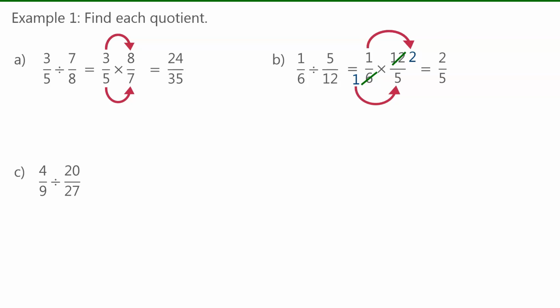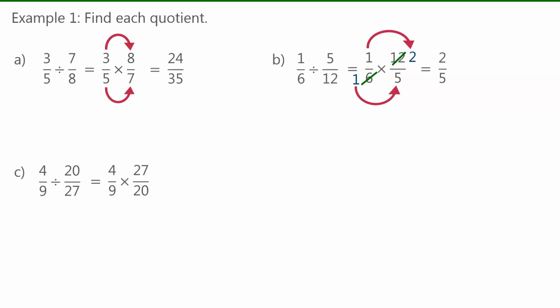Example C. 4 over 9 divided by 20 over 27. So again, KCF, keep, change, flip. Keep the 4 over 9, change the division to multiplication, and 20 over 27 becomes 27 over 20. So again, look to see if there's anything you can reduce.